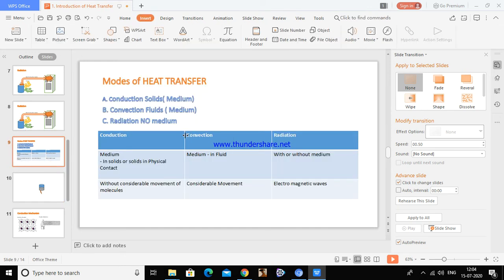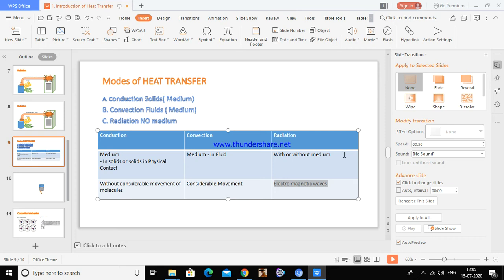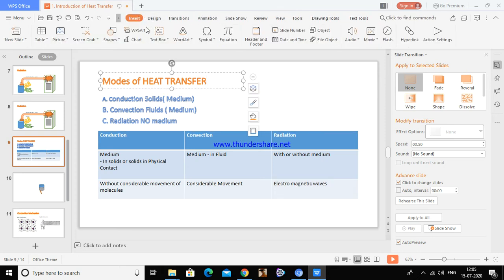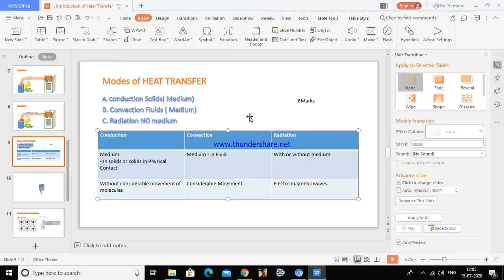Okay, now the third one, radiation. Radiation is a mode of heat transfer in which heat is transferred by using electromagnetic waves, with or without a medium. Okay, so by using these facts, we can easily define the modes of heat transfer. Now this question may be asked for 6 marks as per your new syllabus. For 6 marks they are asking to explain the modes of heat transfer.